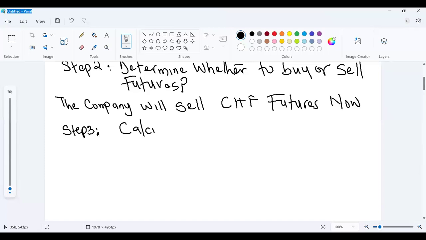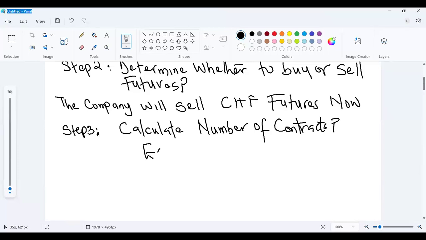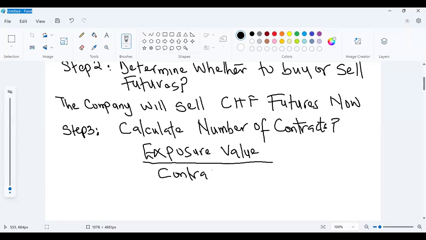Calculate number of contracts needed. The number of contracts needed is calculated as your exposure value, the foreign exposure value, divided by the contract size.